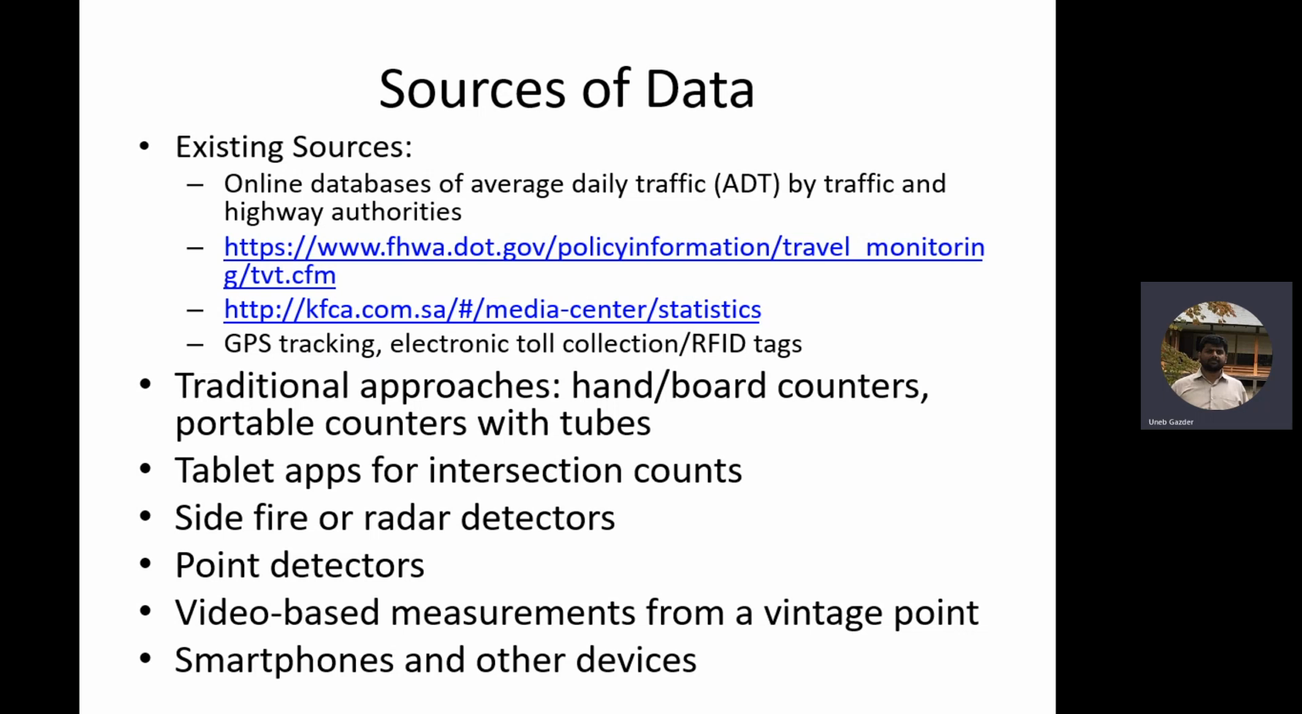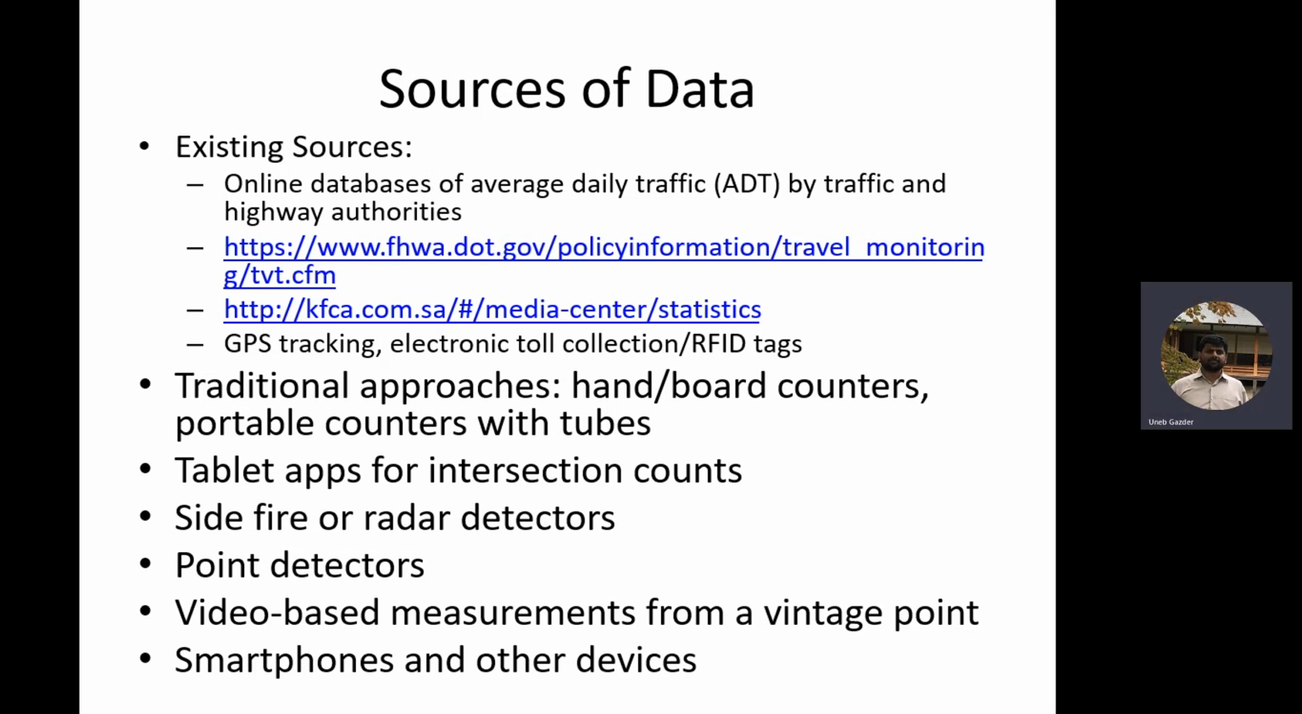Then we have point detectors which are installed under the road. Again, very commonly used in Bahrain on signals especially. They have these counters under the surface of the pavement. So your car passes over them and it will count, but again automatically. The difference between a tube and a point detector is that a tube is over the surface, so you can put it and take it back, but the point detector is under the surface. So you install it once and then it will keep on running.